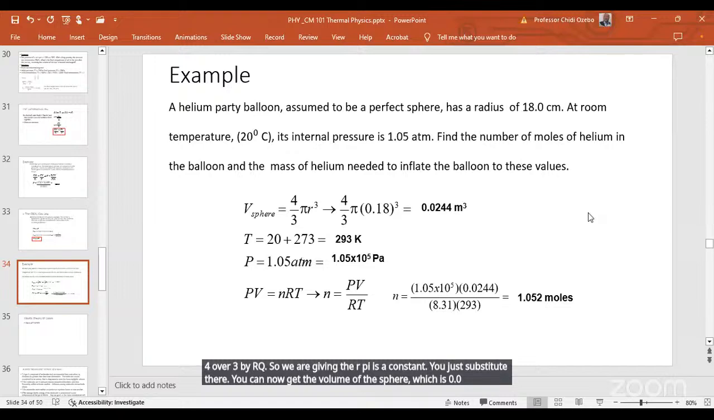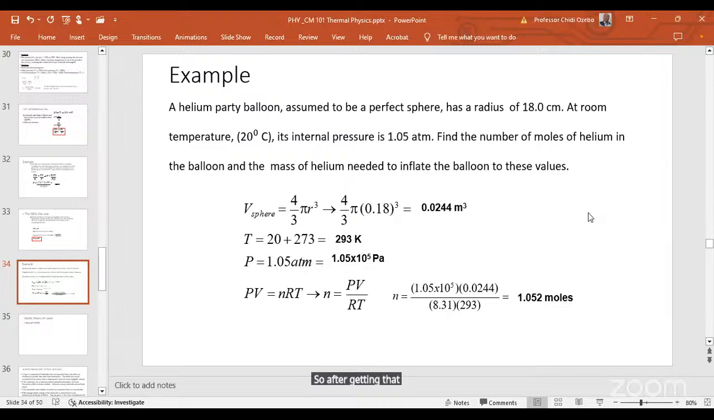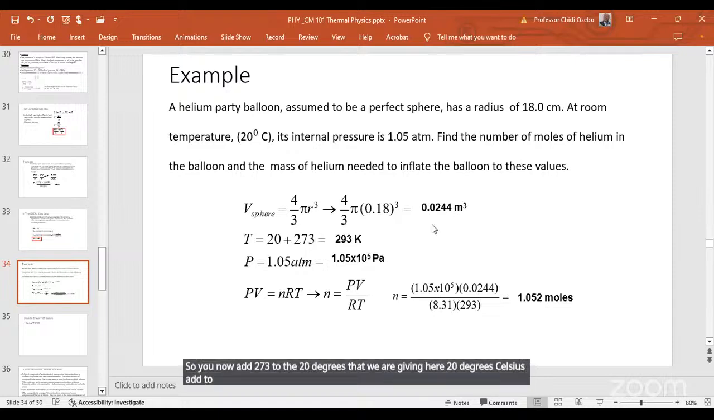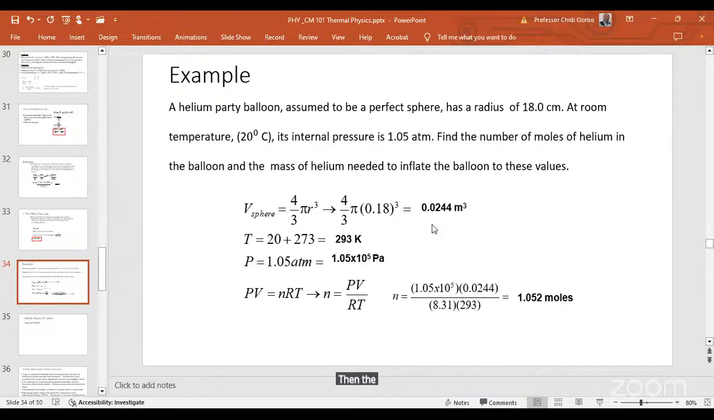You can now get the volume of the sphere, which is 0.0244 meter cubed. After getting that, you can find the temperature on the absolute scale. You add 273 to the 20 degrees Celsius, which gives us 293 Kelvin. The pressure was given in atm, so you have to convert to Pascal by multiplying by 10 raised to the power 5. That gives us 1.05 times 10 raised to the power 5 Pascal.